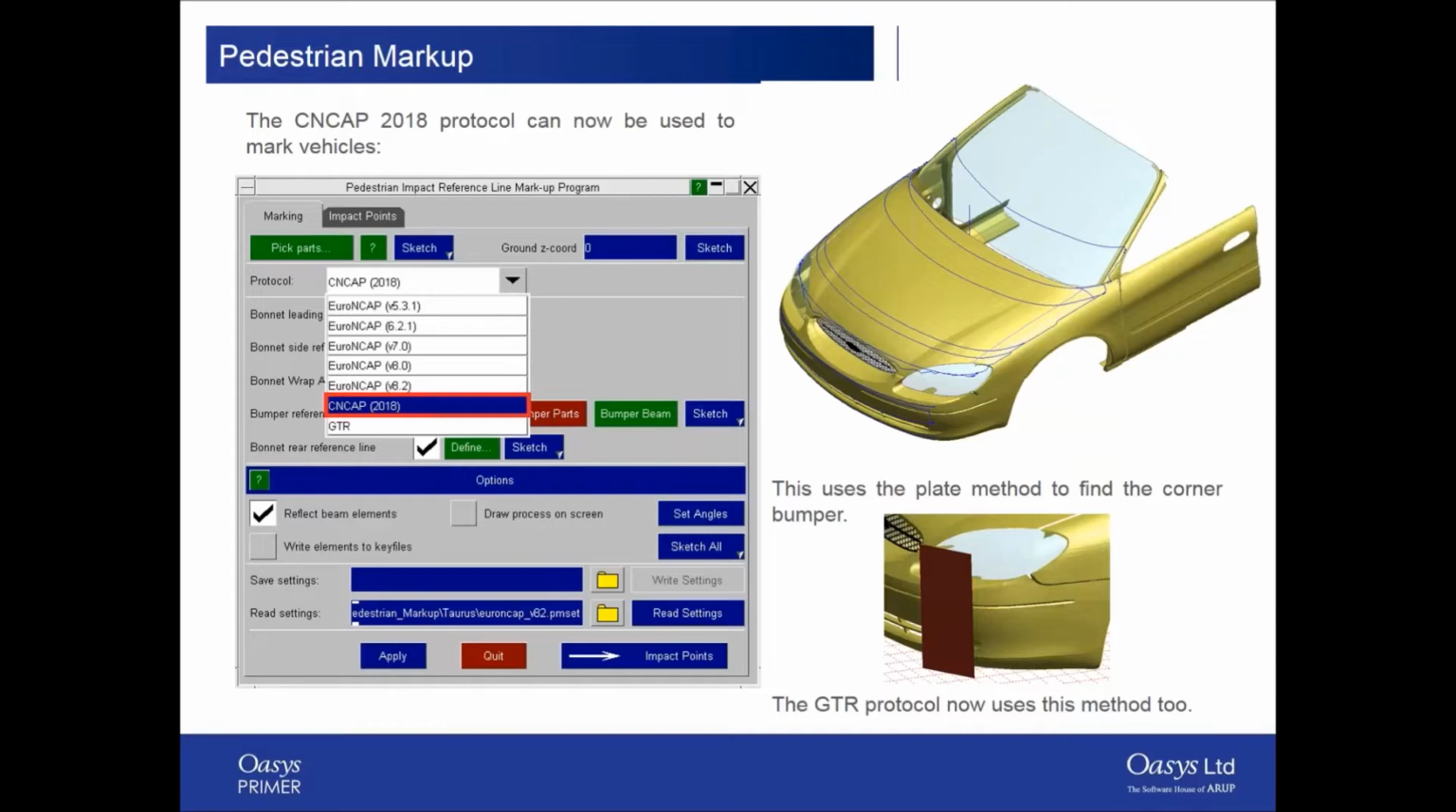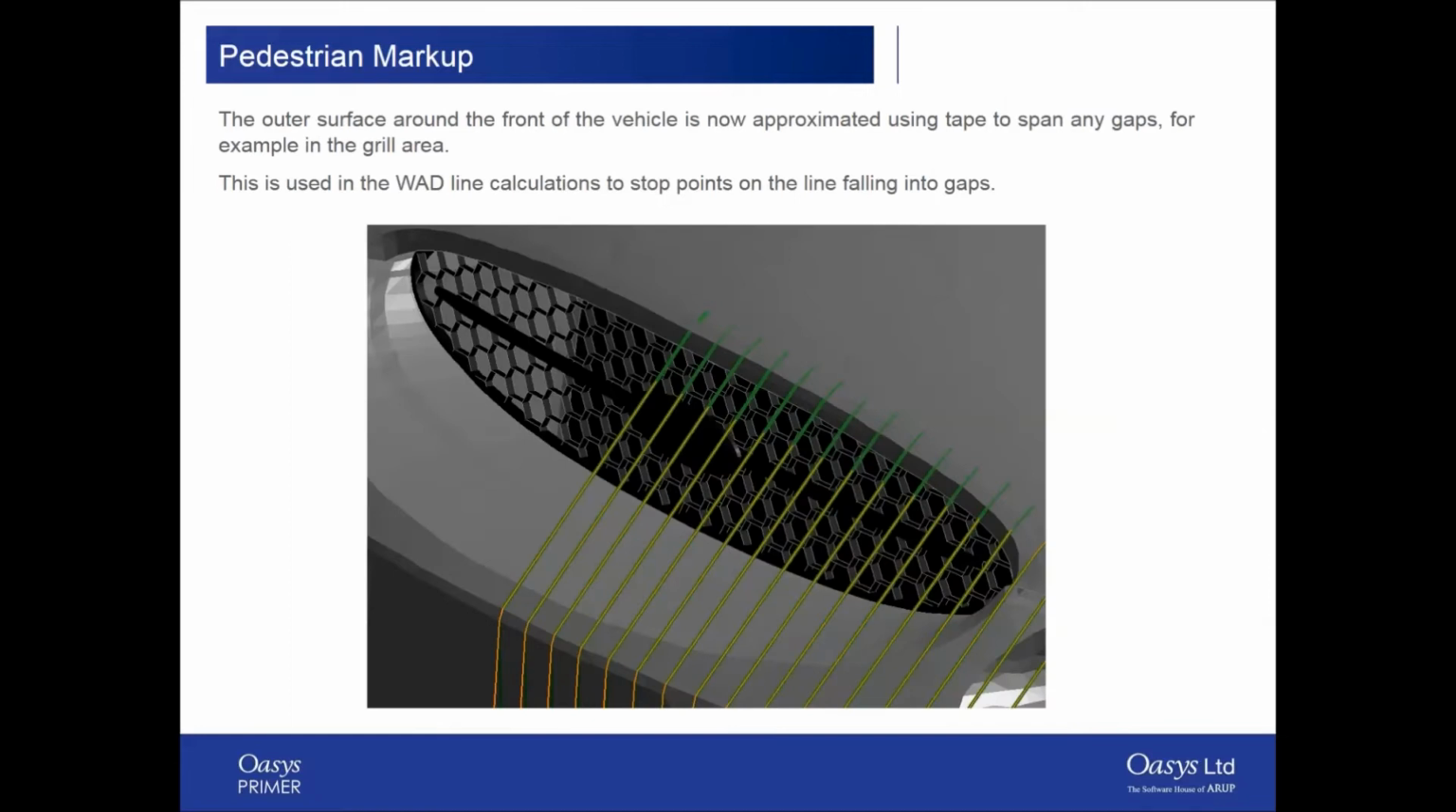So the Chinese NCAP 2018 protocol has been added in there, and that uses a plate method for finding the corner of the bumper, which the global technical regulation also uses. So that's been added in there as well. We've improved the wraparound line calculations when looking at grills like this. Sometimes we had issues where these wraparound lines would fall into these grill holes, but we've improved that in version 15.